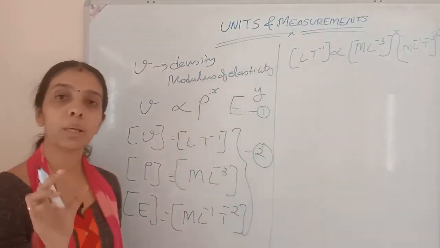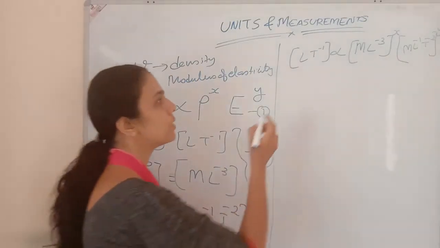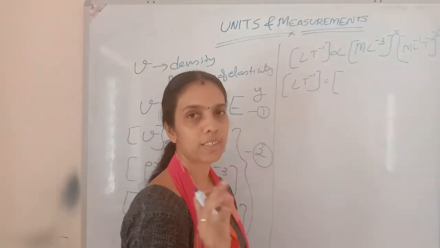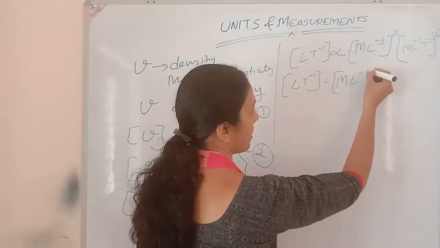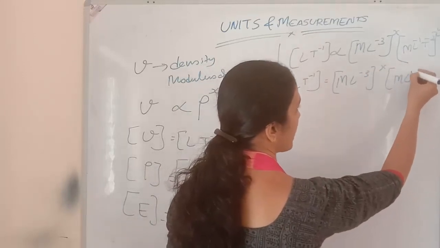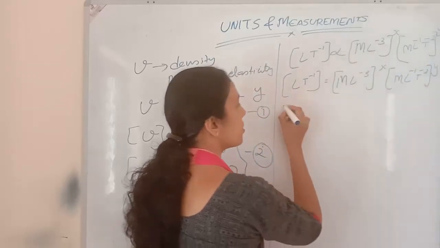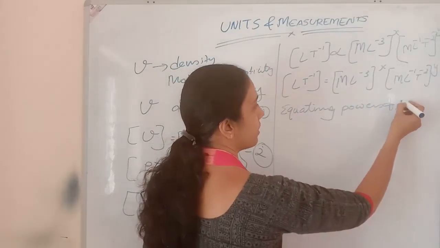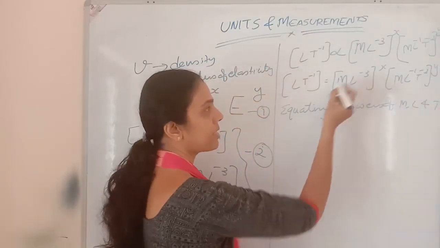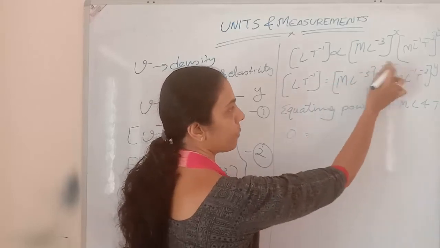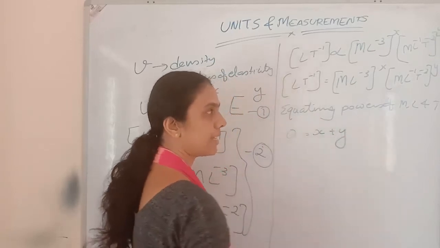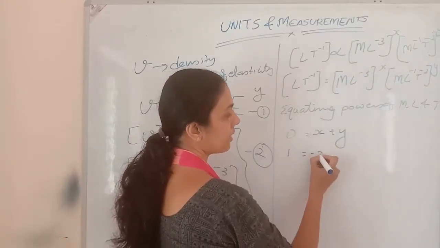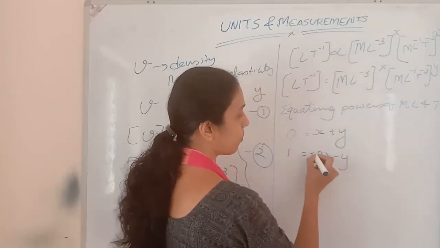Now what we should do, equating the powers of M, L and T. Okay, so here equating, L T to the power minus 1 equals a constant k into, in the question it is given as k is equal to 1, so M L to the power minus 3 the whole power x, M L to the power minus 1 T to the power minus 2 the whole power y. So equating powers of M, L and T, what we will get, first M, left side M is 0, right side M to the power x and M to the power y, so it is x plus y. Here L, left side L to the power 1, so that is equal to here minus 3x, here it is minus y. So minus 3x minus y.